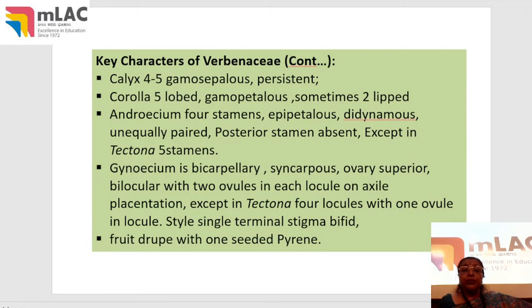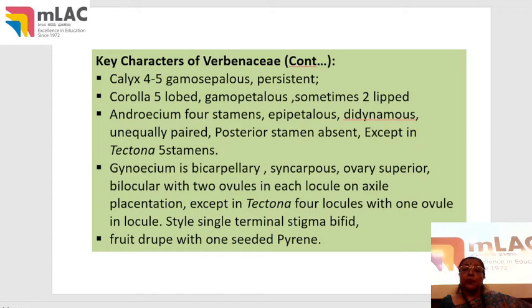Now, moving on to the next feature, the calyx. Units are the sepals, and the sepals are fused, so gamosepalous and persistent, where the sepals persist after the fruit is formed. Then we have the corolla. Corolla shows 5 lobes, gamopetalous, and sometimes it does show a bilipped condition, with 2/3 arrangement.